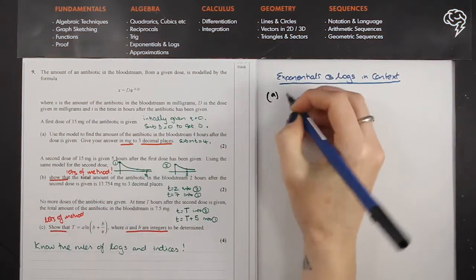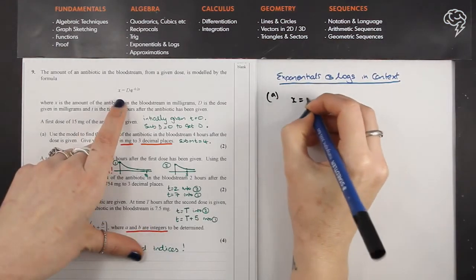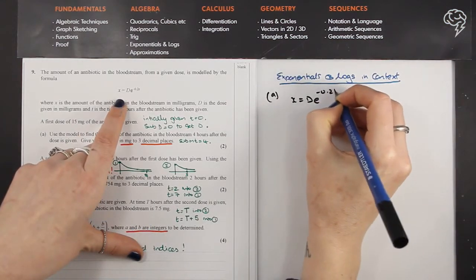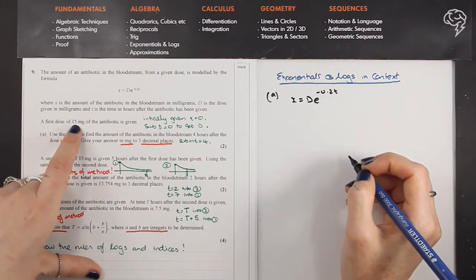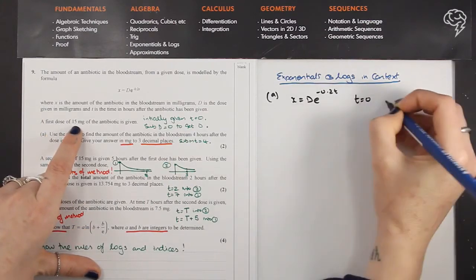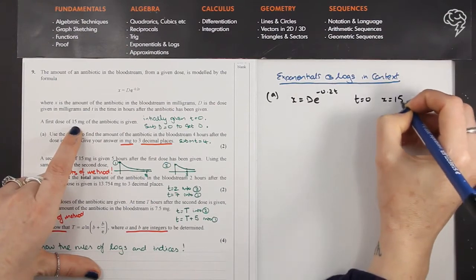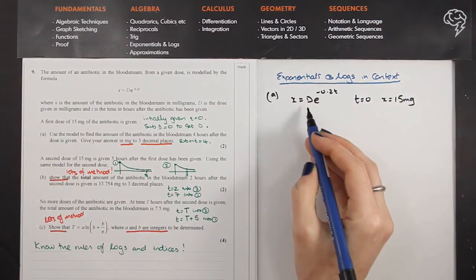Okay, starting off nice and simple, we've got our model, x is d e to the minus 0.2t, and we are told that the first dose is 15 milligrams. So when t is 0, the drug in the system is 15 milligrams, and we can use that to find out what d is.